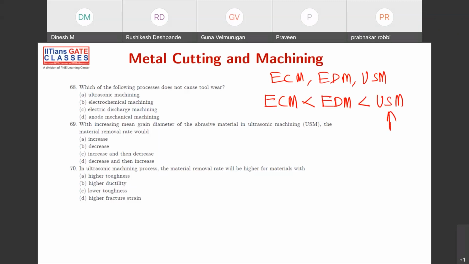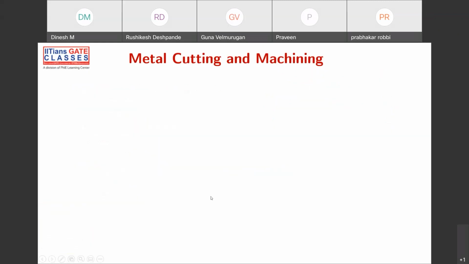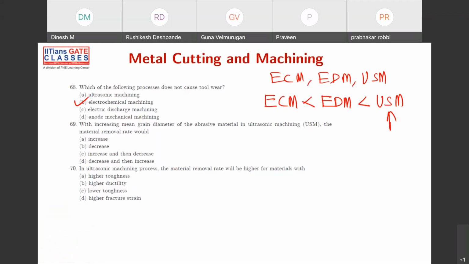So now tell me the answer. Which one? ECM, sorry, not ESM, ECM less than EDM less than USM. So obviously the tool wear will be less in electrochemical machining. You are right. What about the next one? Same thing. Okay, next.